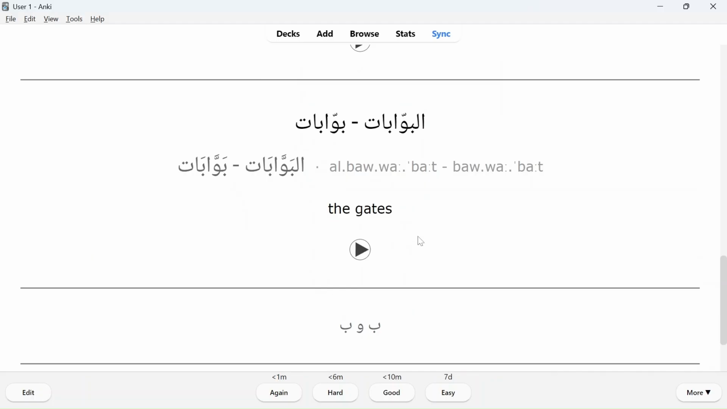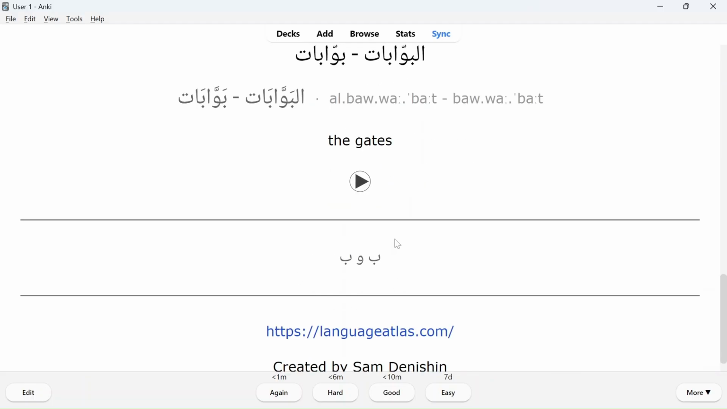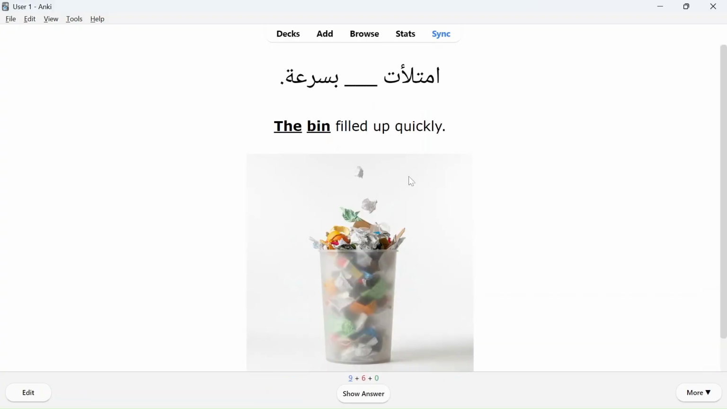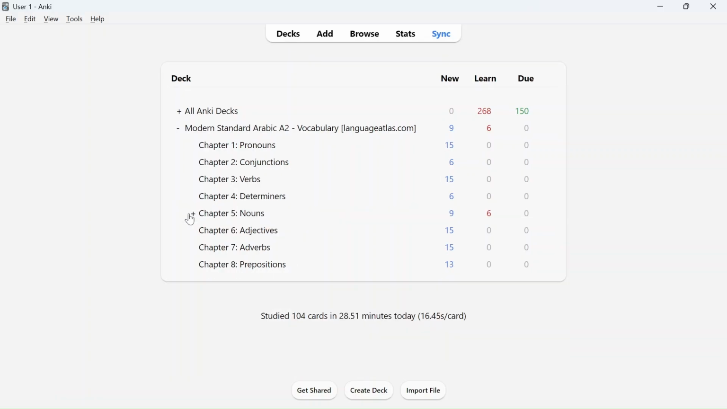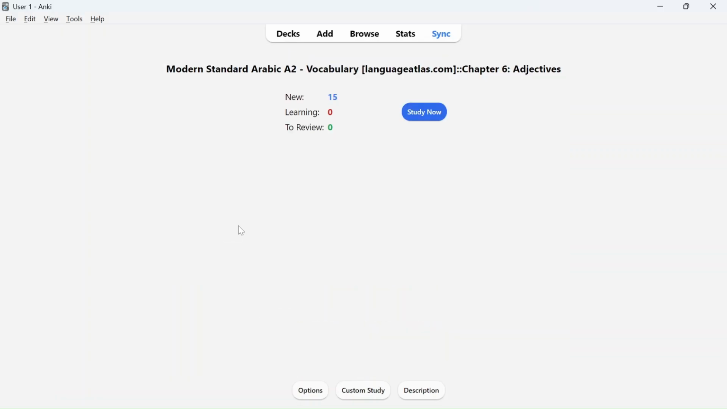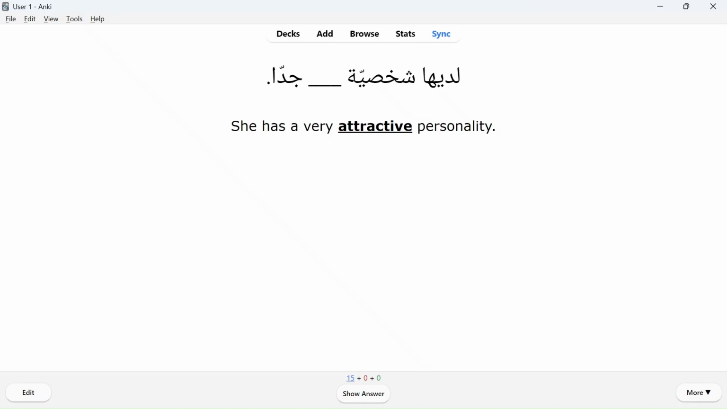And a little bonus, the root. Now I could continue, but I think you get the picture. So this is what I wanted to show you for nouns. Now I'd like to go to chapter 6, adjectives, and I will click on study now.